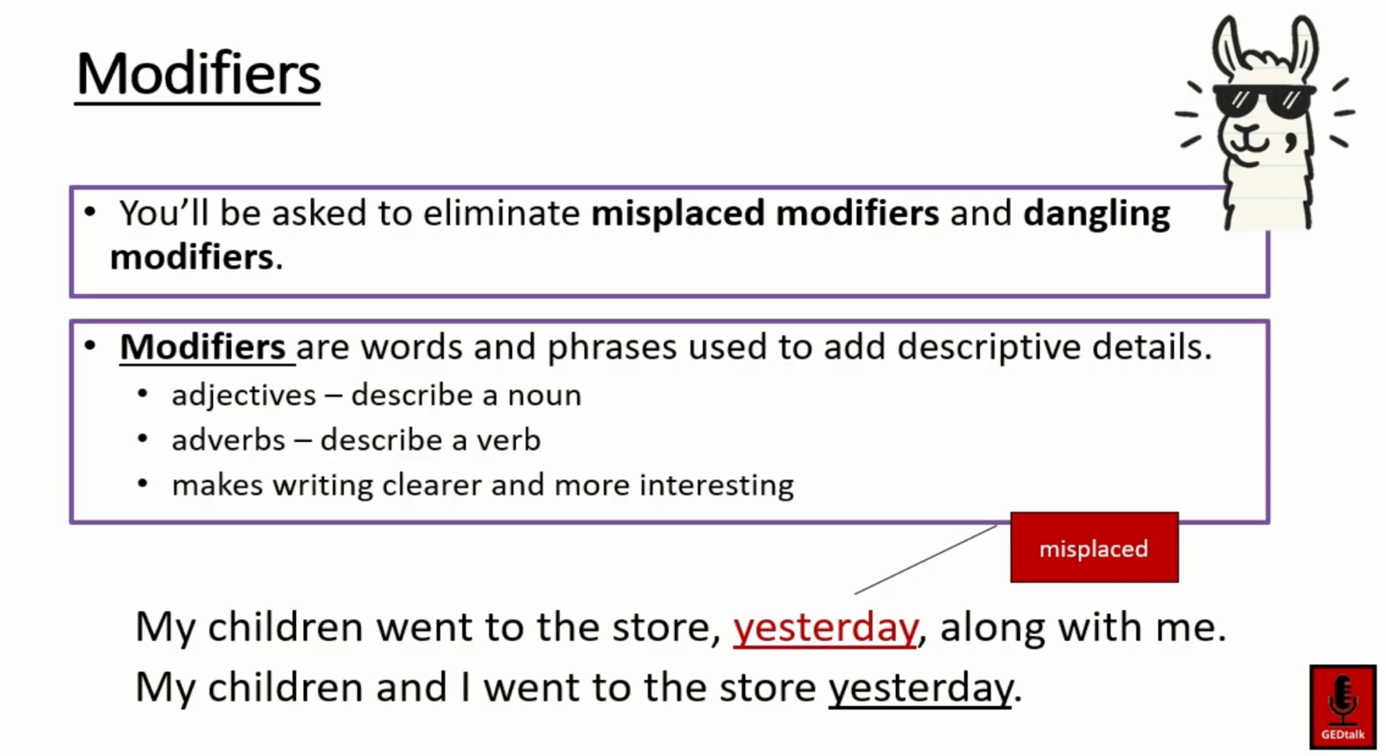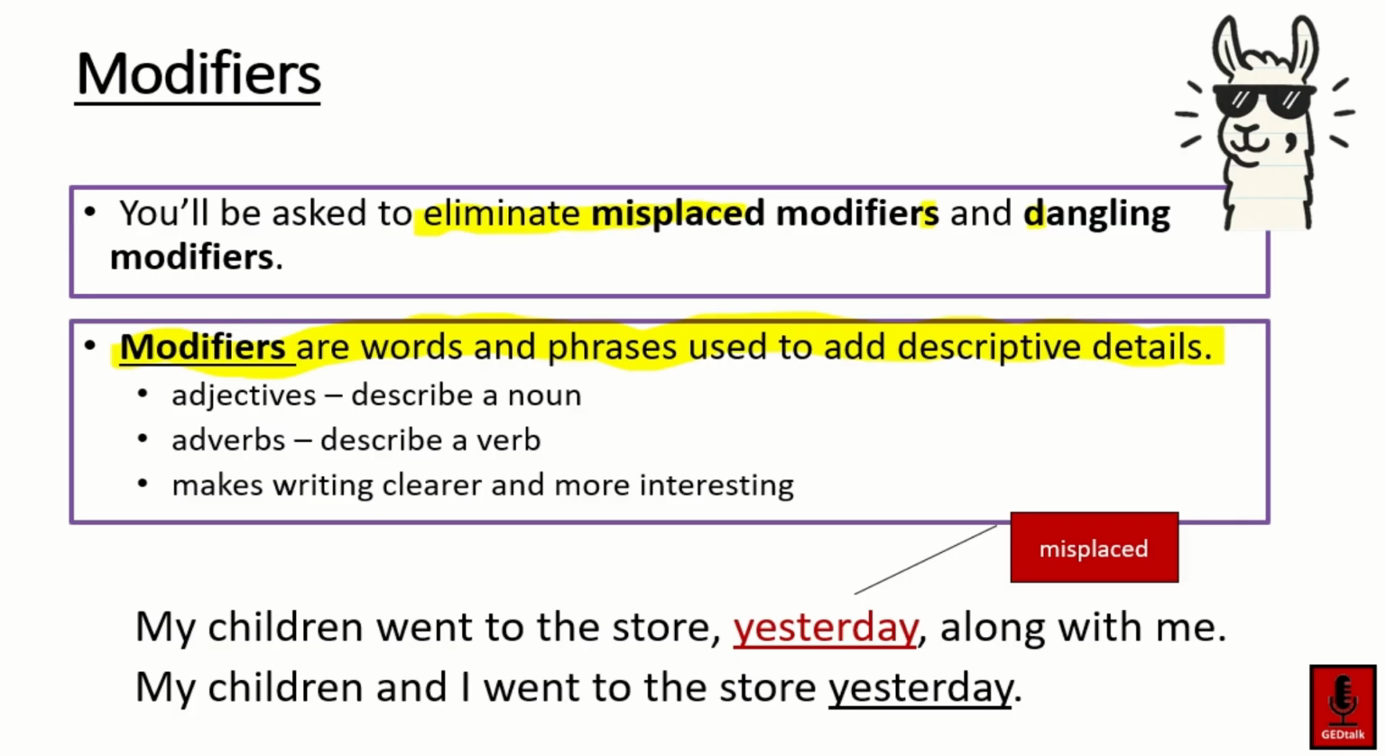So first up, let's talk about modifiers, folks. And modifiers are words and phrases used to add descriptive details. And if you're like, what does this matter? Once again, folks, as I just mentioned in our introduction, you're going to be asked within the multiple choice section of the RLA exam to eliminate misplaced modifiers and dangling modifiers as well. And we're going to look at both of these.